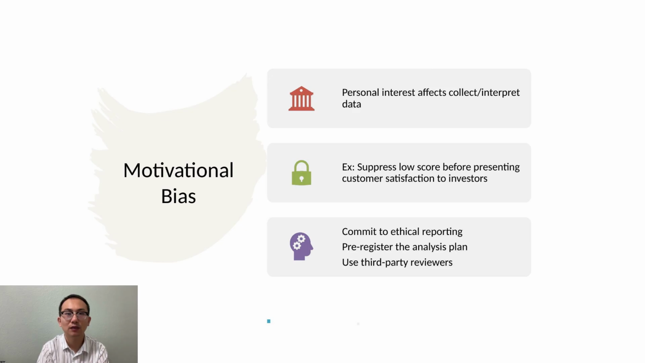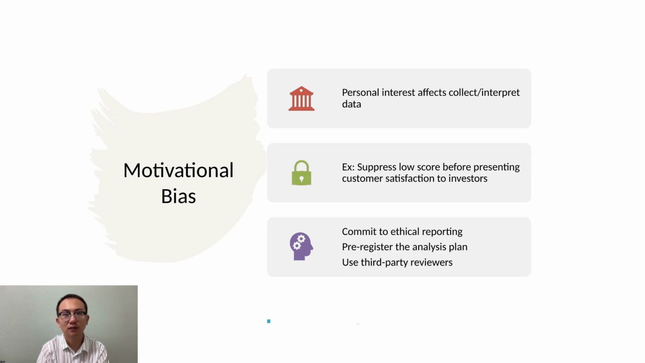To avoid motivational bias, commit to ethical reporting. Share results honestly, even if they aren't what you expected. Pre-register your analysis plan, write down what you'll test before you start, and use third-party reviewers or blind evaluations to keep interpretations objective.